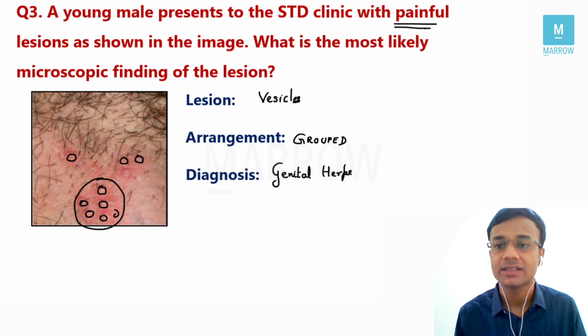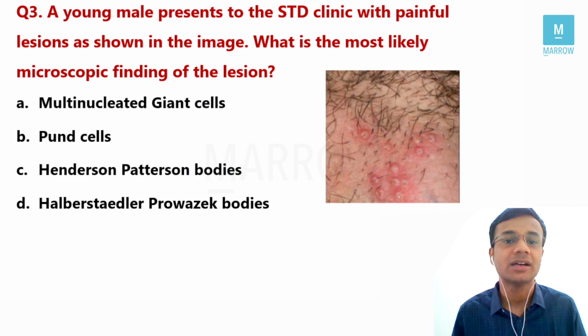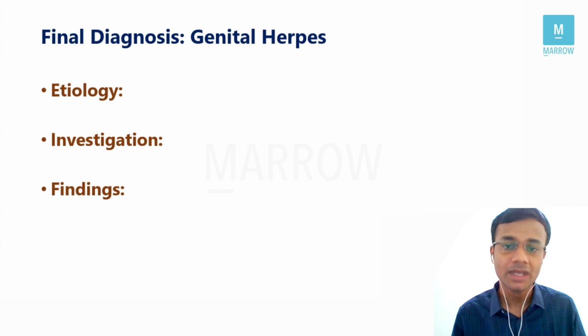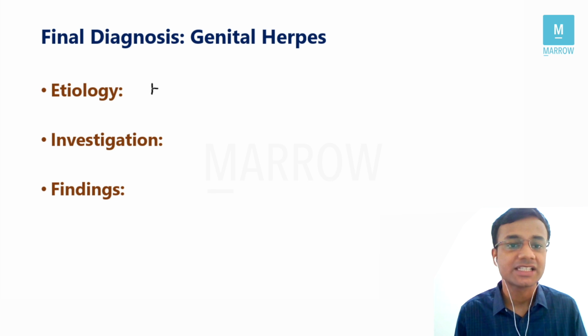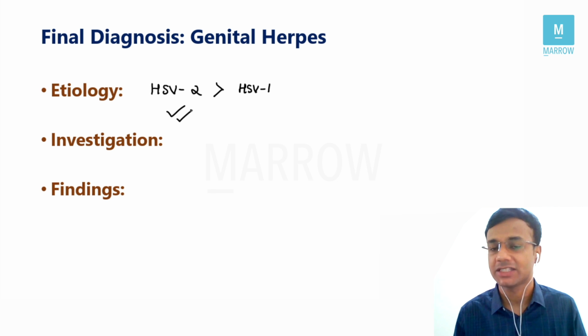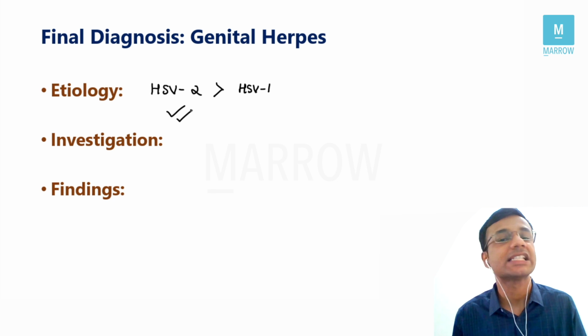When a patient presents to an STD clinic with grouped vesicles which are painful, the diagnosis has to be genital herpes. So with that in mind, the correct answer has to be multinucleated giant cells. We all know that genital herpes is produced by HSV2, which is more common than HSV1. The most common organism has to be HSV2, and we get vesicular lesions in genital herpes.